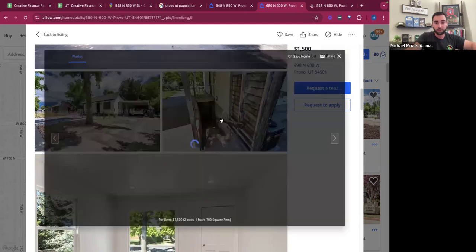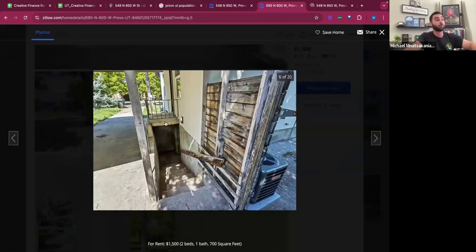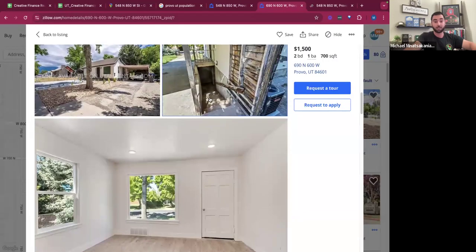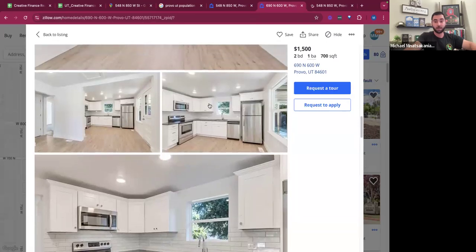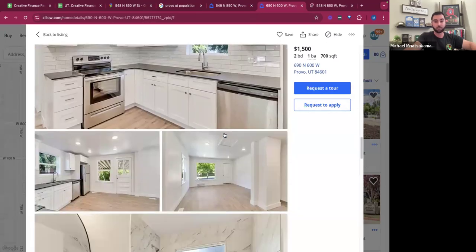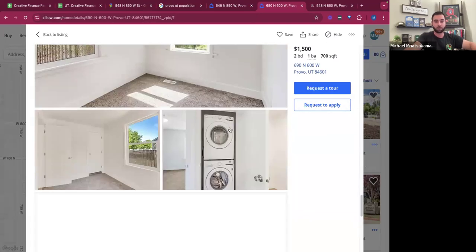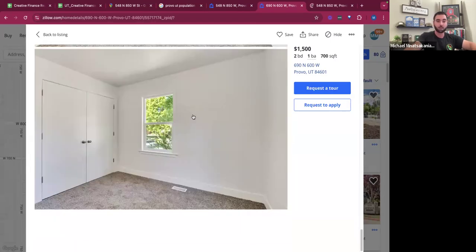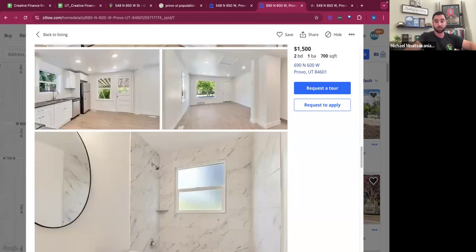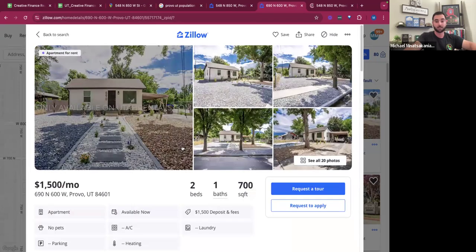What the heck is this photo? If you're a landlord renting out your properties, don't add any photos that do not add value to your listing. Maybe this is a downstairs unit. That could be what it is. I mean, I don't think so because it's some nice lighting in here. Perfect inside, perfect bathrooms, perfect washer dryer. Carpet looks nice. Everything looks good. This is a very good listing as an owner.